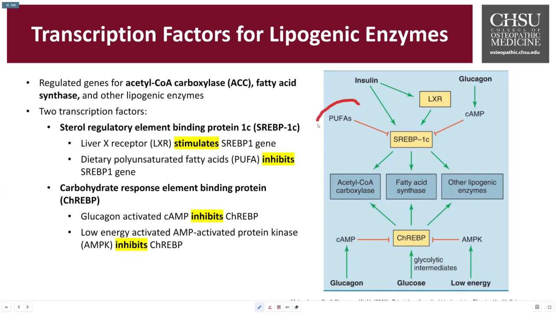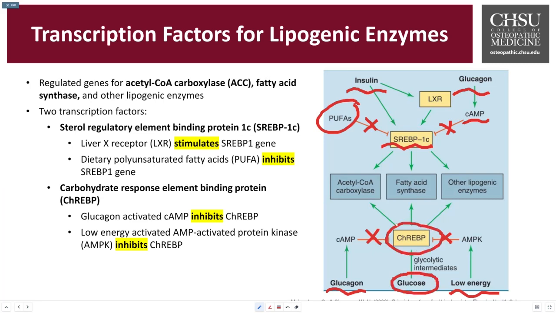On top, you can see PUFAs will inhibit the SREBP gene. Insulin will stimulate the LXR, which will stimulate this gene. Glucagon will then stimulate cAMP, and cAMP will actually inhibit the gene. On the bottom, you can see glucagon will stimulate the cAMP and also inhibit ChREBP. Low energy will also turn on AMPK, which will in turn inhibit the ChREBP. Glucose and eating a lot of sugars will activate the gene to turn on ACC, fatty acid synthase, and other lipogenic enzymes.